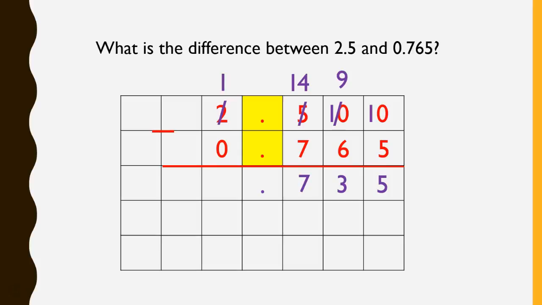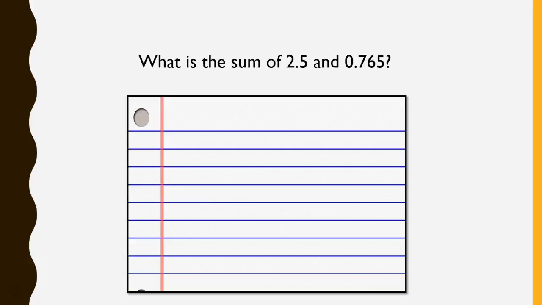I'm going to bring that decimal down in the same exact place, just straight down. And then I'm going to say 1 minus 0. And that's my answer: 1 and 735 thousandths. That's the difference between those two numbers. All right, so let's look. What if the question was, what is the sum of those two same numbers? Well, you already see that there's a key word, right? Sum. So I think you know what we're going to do there.